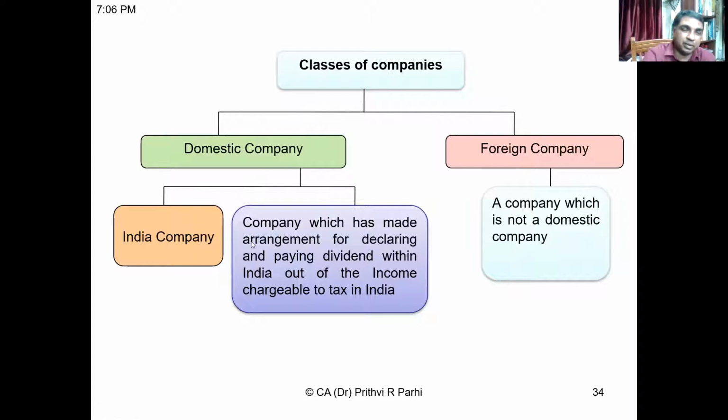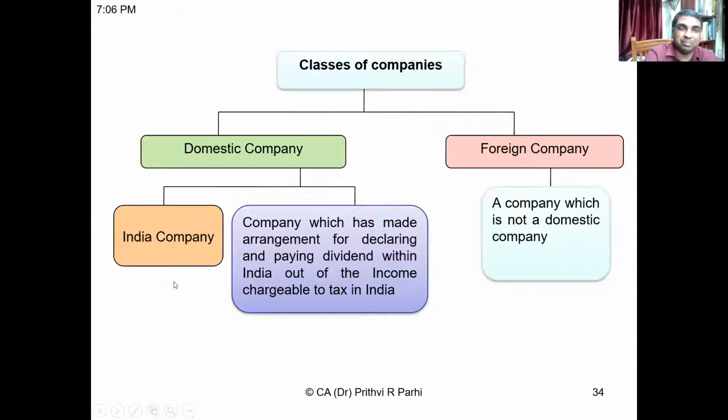Right? So domestic company means all Indian companies. An Indian company is always a domestic company. But in addition to that, can any of you read what is written in this box? Can you read it out? Sir, a company which has made arrangement for declaring and paying dividend within India out of the income chargeable to tax in India. So this is the special provision.